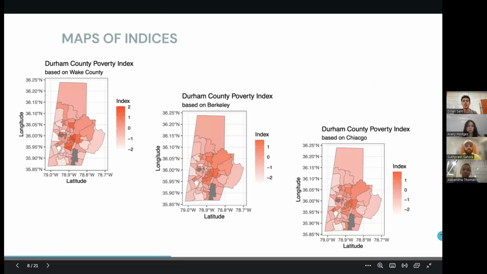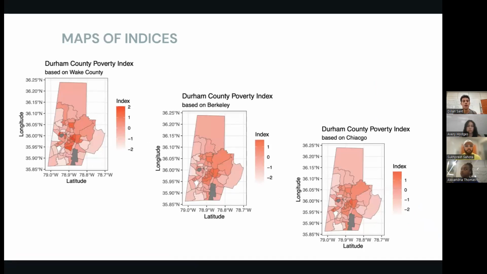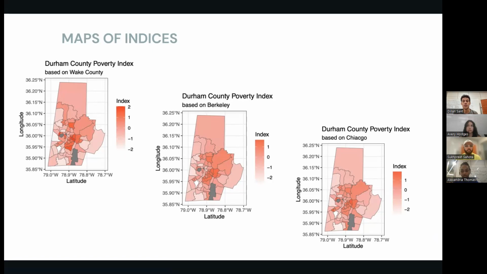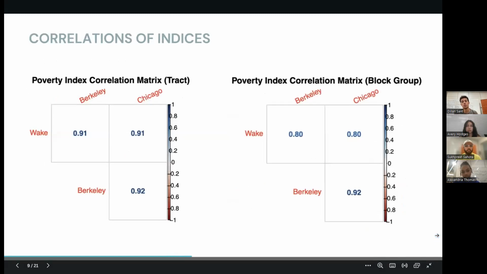And as another method, we used principal component analysis to generate these 3 maps of all 3 indices: Wake County, Berkeley, and Chicago. And again, even though we're using 3 unique subsets of variables to calculate these indices, we're seeing similar results where the highest poverty is concentrated in the center of Durham. It's promising to see that no matter which methodology you use, if you're going to implement this weighted lottery system to give more weight to a tract or block group, the indices are pretty similar across the board.